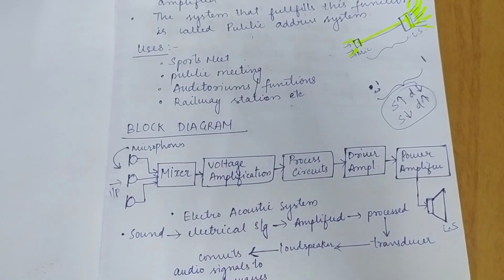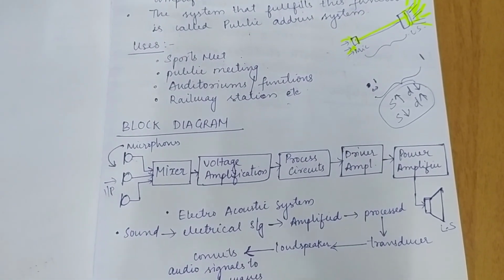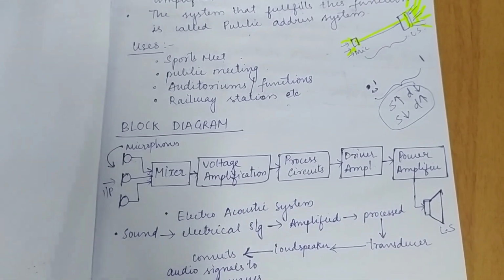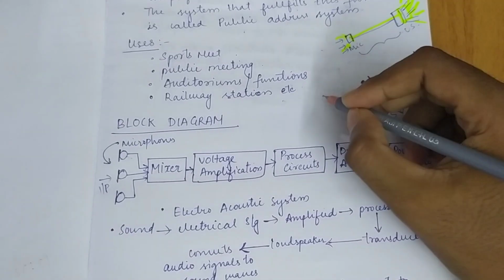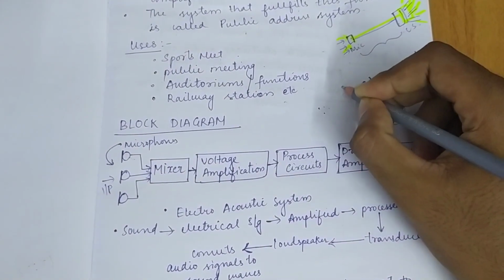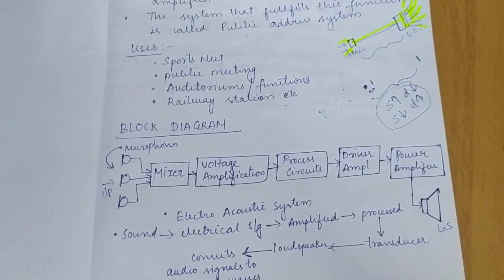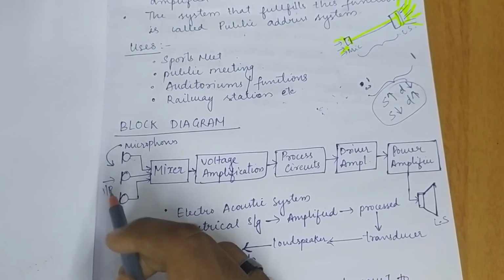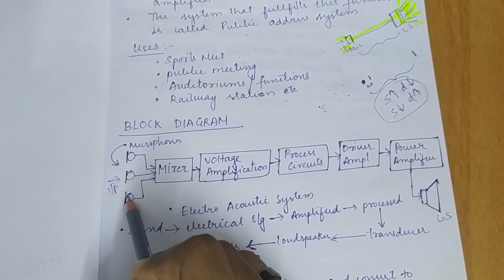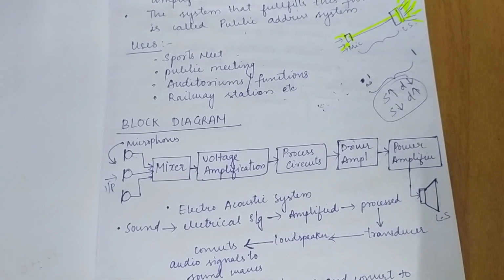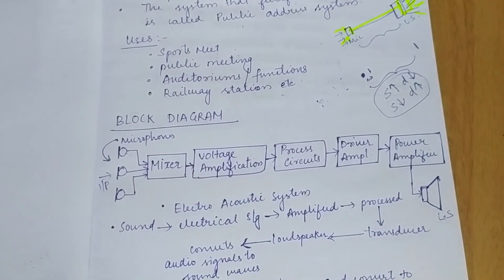Basically, the microphone picks up the sound wave and converts it to electrical variations. What is sound? Sound is basically pressure variations. How is sound created? There are particles, and these particles vibrate, which creates sound. So we give a pressure variation to the microphone, and the microphone converts those pressure variations into electrical signals, or electrical variations.